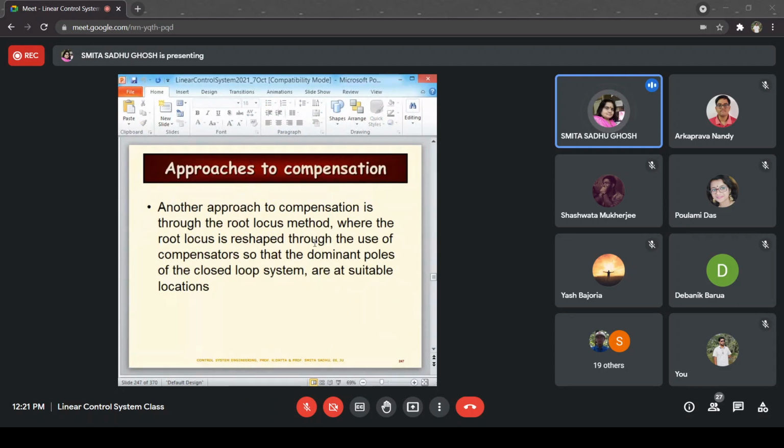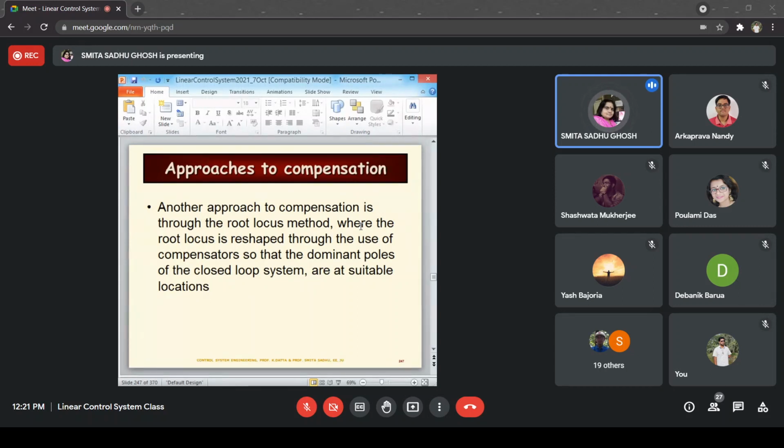Now, another approach to compensation is through the root locus method. You would have studied the root locus method already in the other part 2. I hope you have already done that or would be doing it very soon. In the root locus method, the root locus is shaped through the use of compensators so that the dominant poles of the closed loop system are at suitable locations.